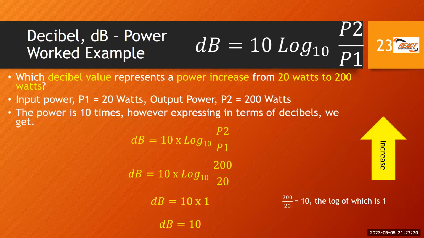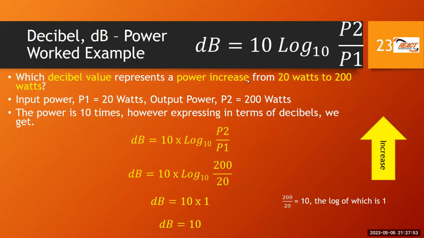Okay. Another question in the exam, very similar. Which decibel value represents a power increase from 20 watts to 200 watts? So let's dissect this question. What are they asking us for? They are asking us for a decibel value. So we know the answer is in decibels, or dB is equal to something, right? So we're looking for decibel. So that already tells us we need to use our trusty decibel formula.